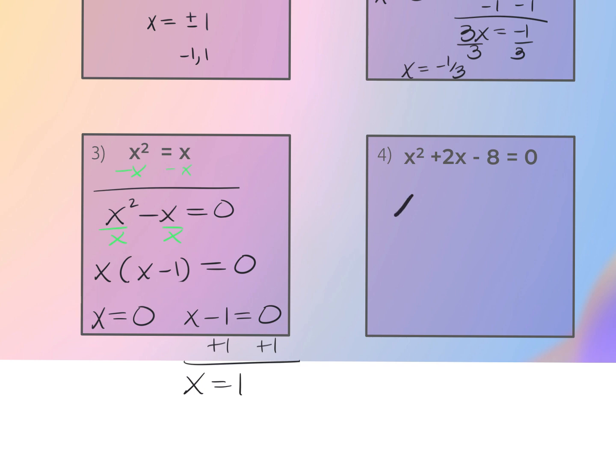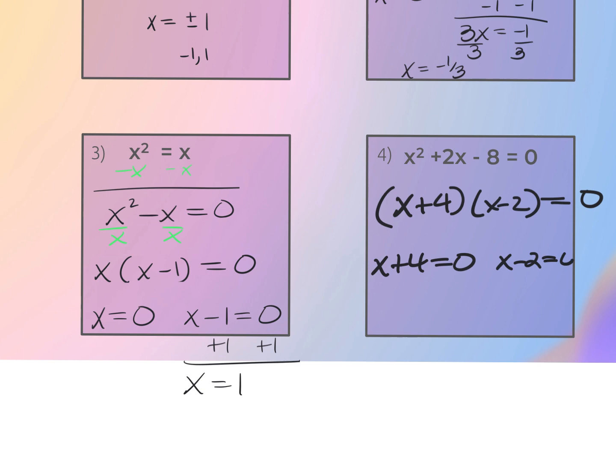I can go right into my two binomials. If you prefer to factor by grouping, you can still do it. But when that a value, the number in front of x squared, is a 1, go right into your binomials. So then now I set each binomial equal to 0. So x plus 4 equals 0, x minus 2 equals 0. Subtract the 4. My first solution is x equals -4. And my second solution is x equals positive 2.